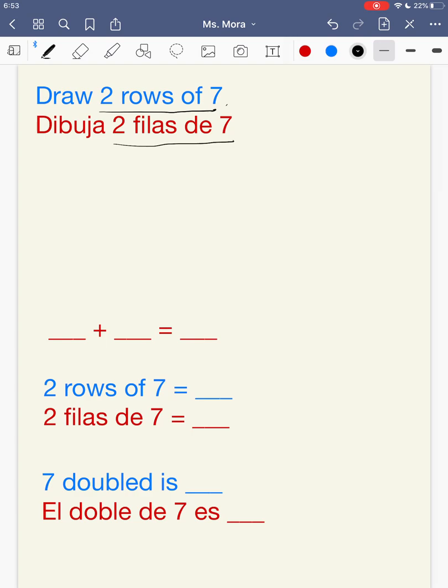Okay, so I'm going to draw 1 row with 7 squares. 1, 2, 3, 4, 5, 6, 7. And then a second row. 1, 2, 3, 4, 5, 6, 7. So that is my array.